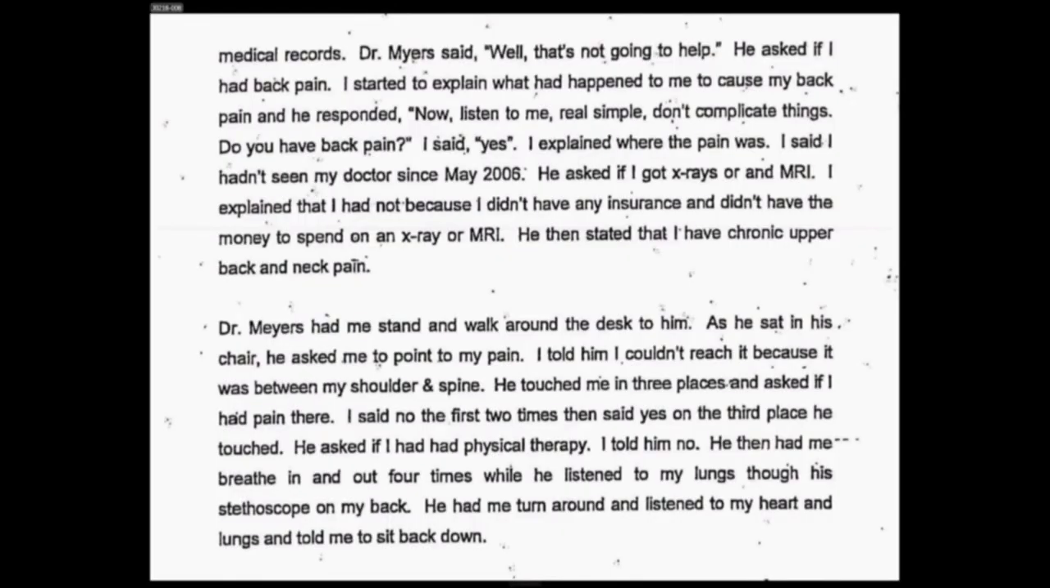I see that. And Dr. Myers, she reports, said to her, well, that's not going to help, and asked if she had back pain, if we can bring that out, Ms. Conway. And he responded, now listen to me, real simple, don't complicate things, do you have back pain? And she reports, she said yes, explained where the pain was, said she hadn't seen her doctor since May of the prior year, and then told him she didn't have x-rays or an MRI because she didn't have insurance and didn't have the money to spend on it, right?